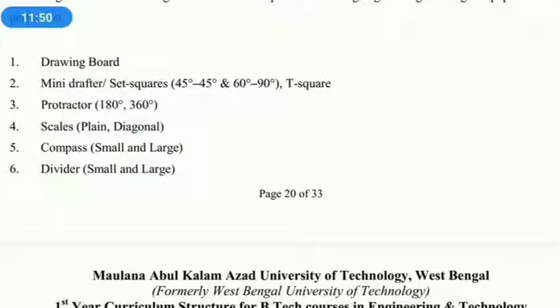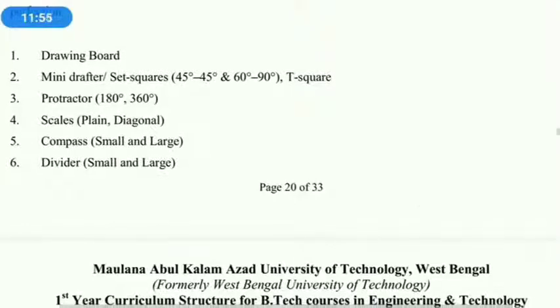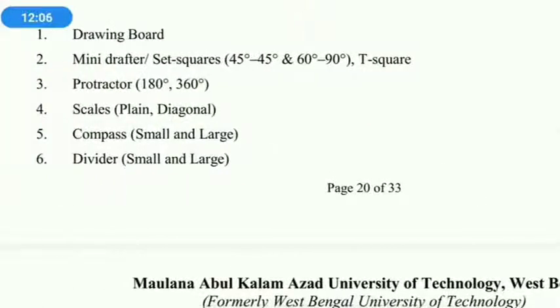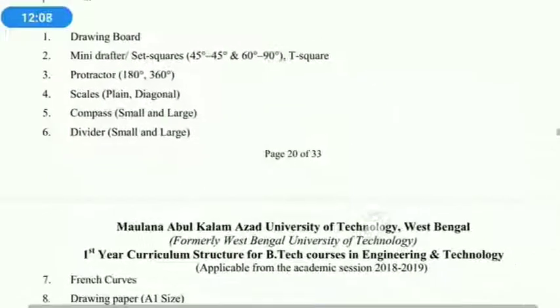So you can either use T square or mini drafter, whichever is suitable for you. Then we have to purchase protractors, 180 degree and 360 degree. Then we have to purchase scales, plane and diagonal as well. Then we have compasses, small and large. Then we have dividers, small and large.